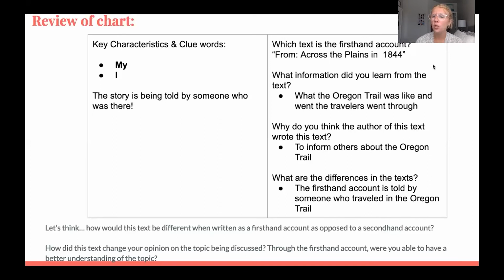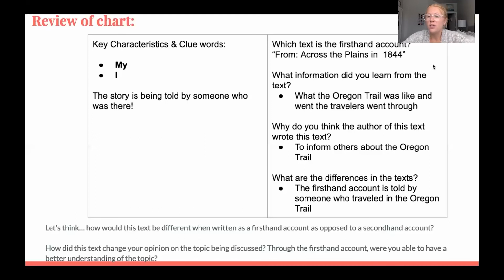What information did you learn from the text? Your answers for these next three questions might be a little bit different than mine. These were just example answers that I thought of when I read the text. We learned what the Oregon Trail was like and what the travelers went through on this Oregon Trail.